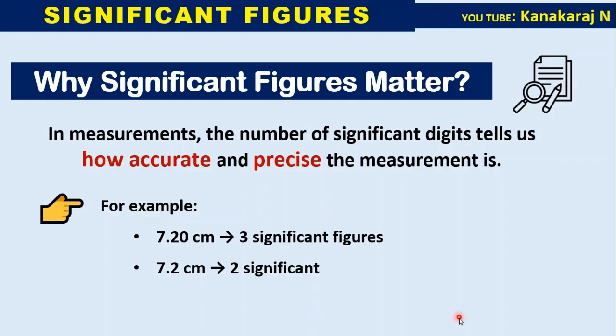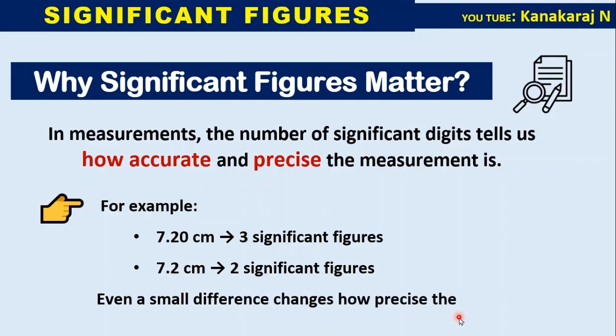In the second measurement, 7.2 centimeter, it is measured with a simple scale, and the third digit can have any value between 0 to 9. So the third value is not known. So it has only two significant figures. Even a small difference changes how precise the value is.